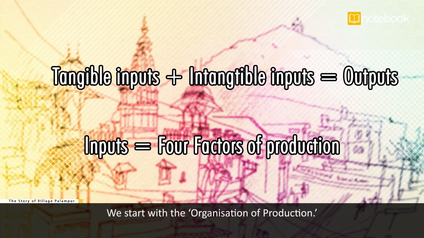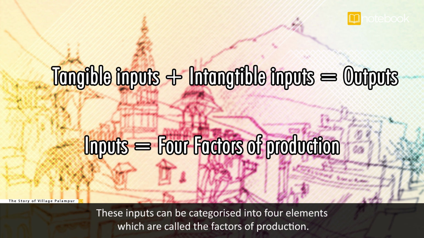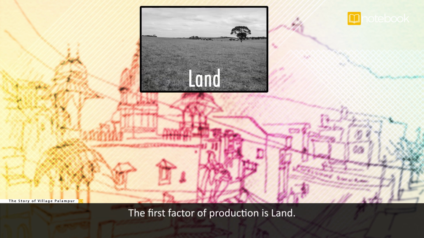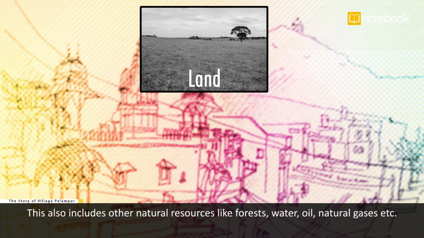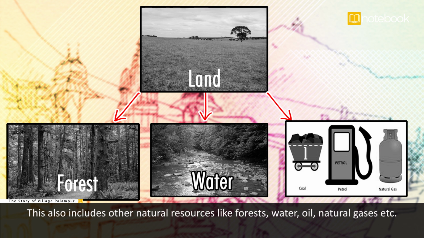We start with the organization of production. Production involves the transformation of tangible inputs along with the intangible inputs into output meant for the purpose of consumption. These inputs can be categorized into 4 elements which are called the factors of production. The first factor of production is land. This also includes other natural resources like forests, water, oil, natural gases, etc.